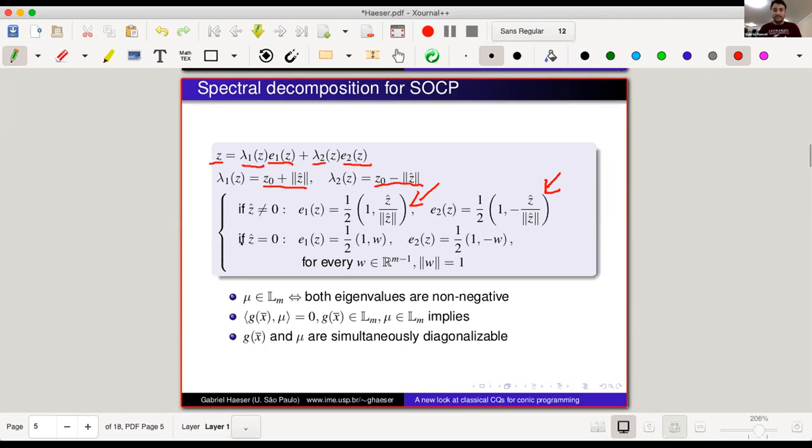The hard case is at 0, which is exactly our case. Remember, we are at g of x bar equal to 0. But here the eigenvalues are non-simple, so we have multiple definitions of eigenvectors. For each of these vectors w with norm equal to 1, you can get a basis of eigenvectors for this kind of thing.